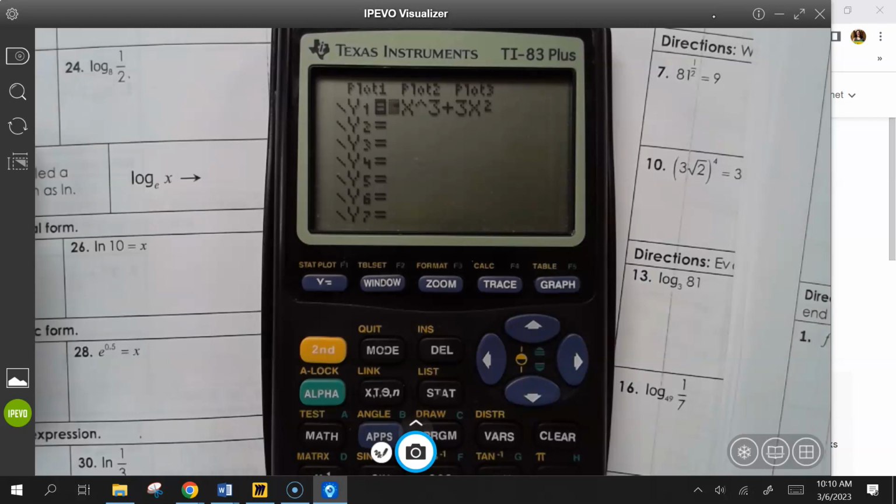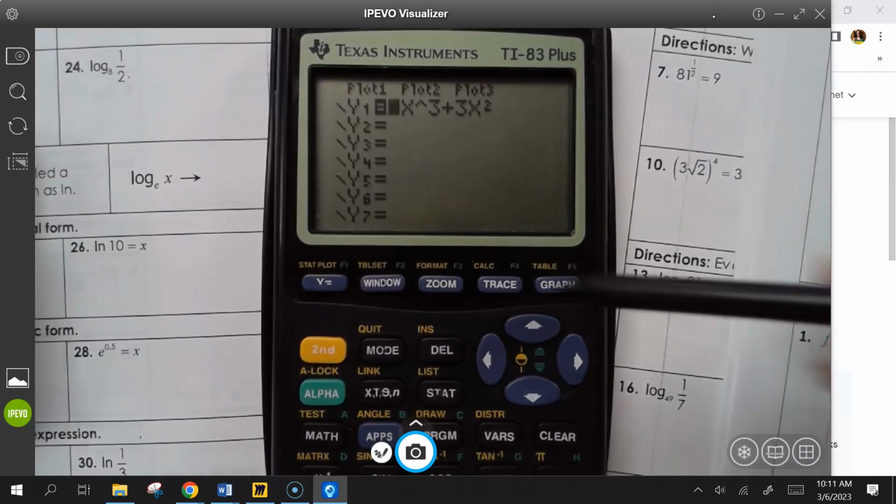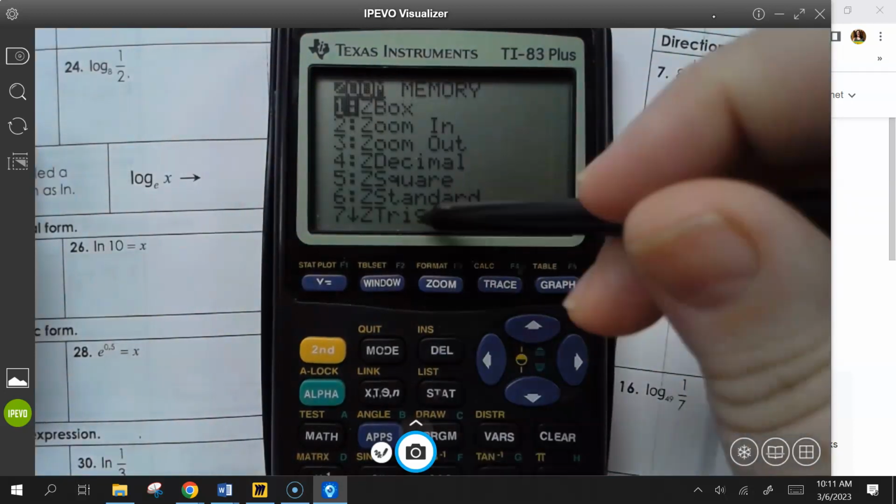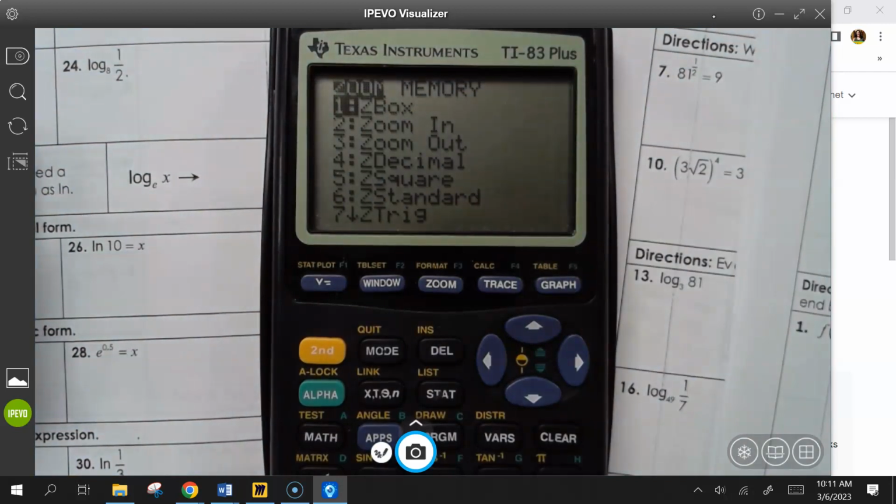All right. Everybody's plots off. Equation entered. Hit zoom, right here in the middle. Zoom 6 for a standard window. That's going to give me a 10 by 10 window.